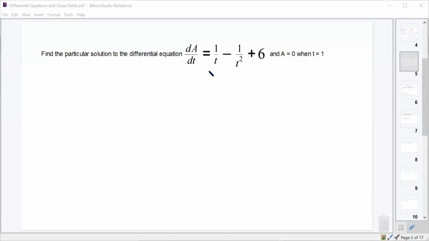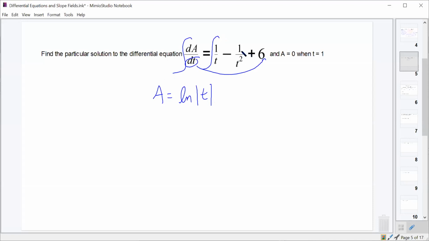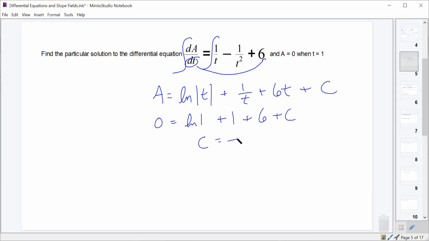So you brought the dt over. You integrated both sides. You got a equals, and hopefully you remember the integral of 1 over t to be natural log absolute value t. And then the integral of negative 1 over t squared, what did you get for that? Plus t to the negative 1, or I'm just going to write it as 1 over t, same thing, right? Plus 6t plus your constant. When a is 0, t is 1, so natural log 1 plus 1 plus 6 plus your constant. What does that give you for your constant? Negative 7. Good.